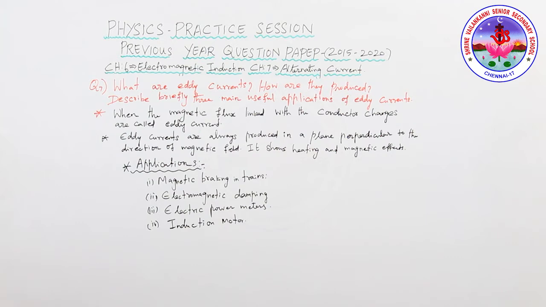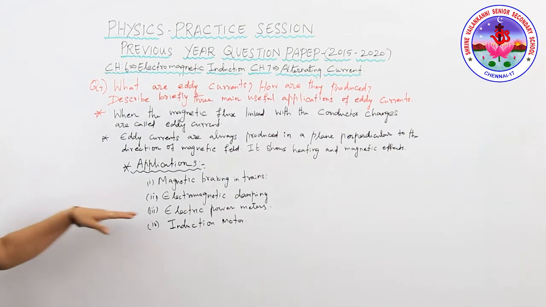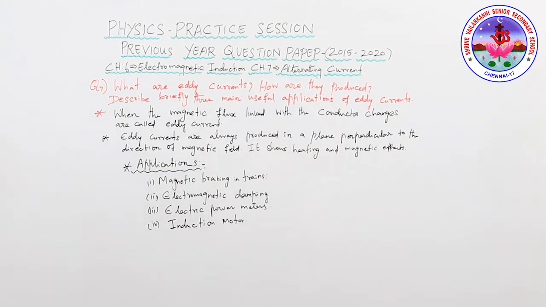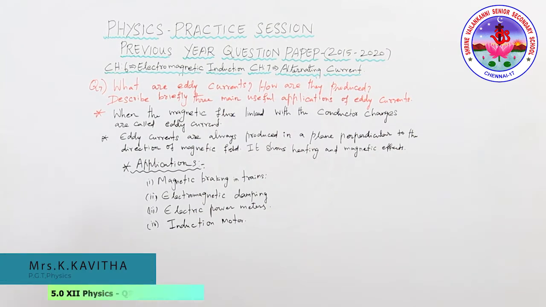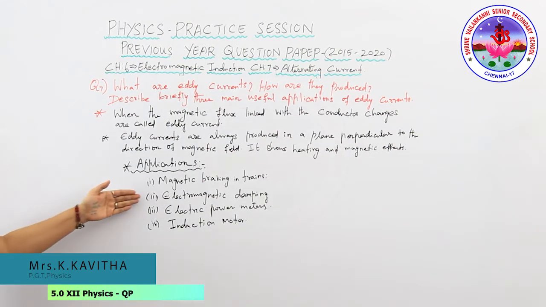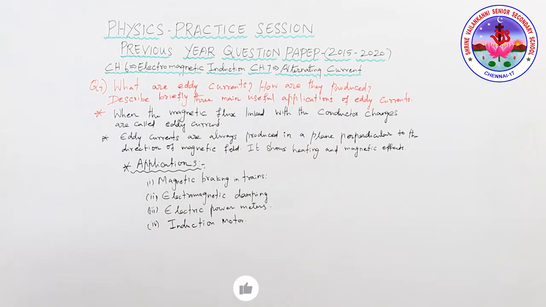Certain galvanometers have a fixed core made of a non-magnetic metallic material, right? So when the coil of the galvanometer oscillates, eddy currents are generated in the core. That is also in opposition to the motion. As a result, the coil comes to rest quickly. So here in electromagnetic damping, we can use it for a quick response. And the electric power meters, the shiny metallic disc in the electric power meters rotates because of the eddy current only, right?